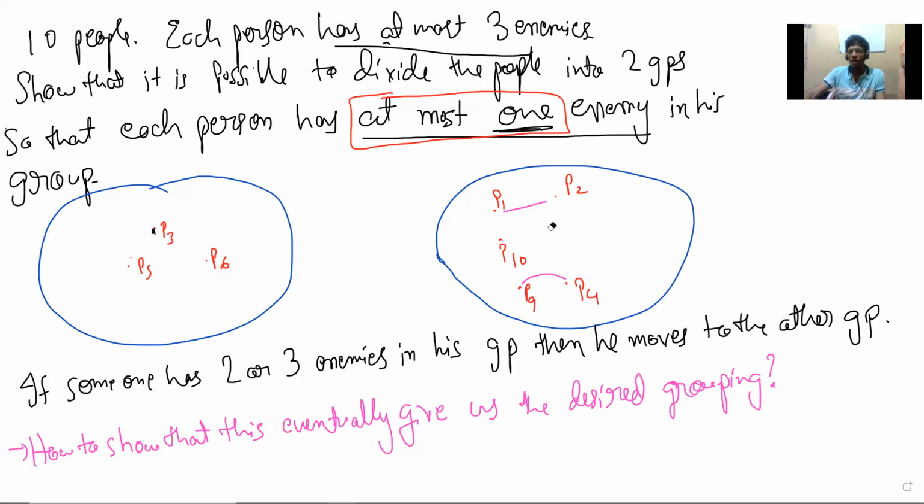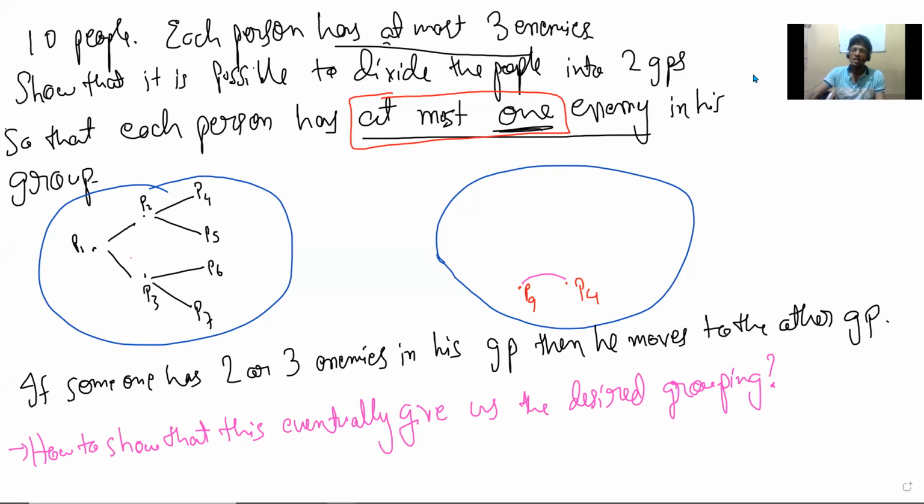Let me show one situation where it seems like this is a little tricky, because what if the situation is like this? So we're trying to advocate against this, and we'll see that we cannot. So let's say this P1 has enemies with P2 and P3. And let's say that this P2, so these are the enemies, and now it could happen that P2 has enemies with P4, P5, and this also has enemies with maybe P6 and P7.